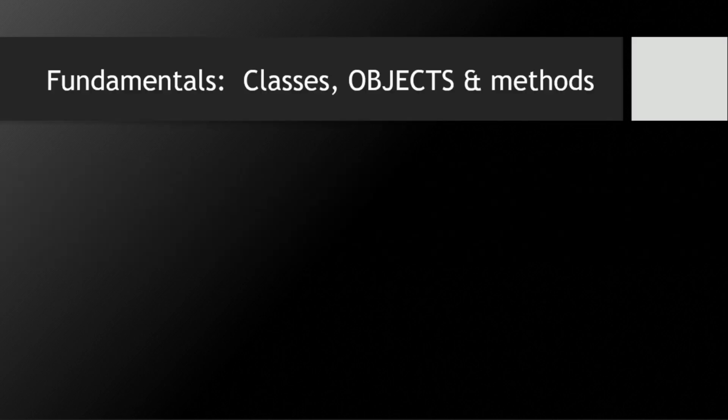So before we get into all the writing code stuff, we are going to talk a little bit about the fundamentals of Java. In Java, we have concepts known as classes, objects, and methods. Like I said in the previous introduction video, later on we're going to focus on object-oriented programming. But before we get into that, you have to know the fundamentals, which are classes, methods, and objects.